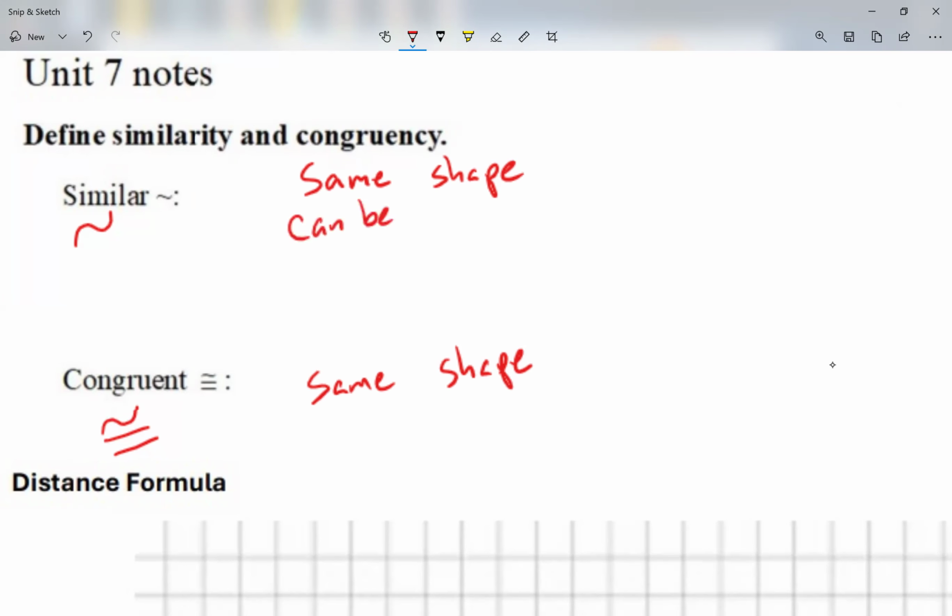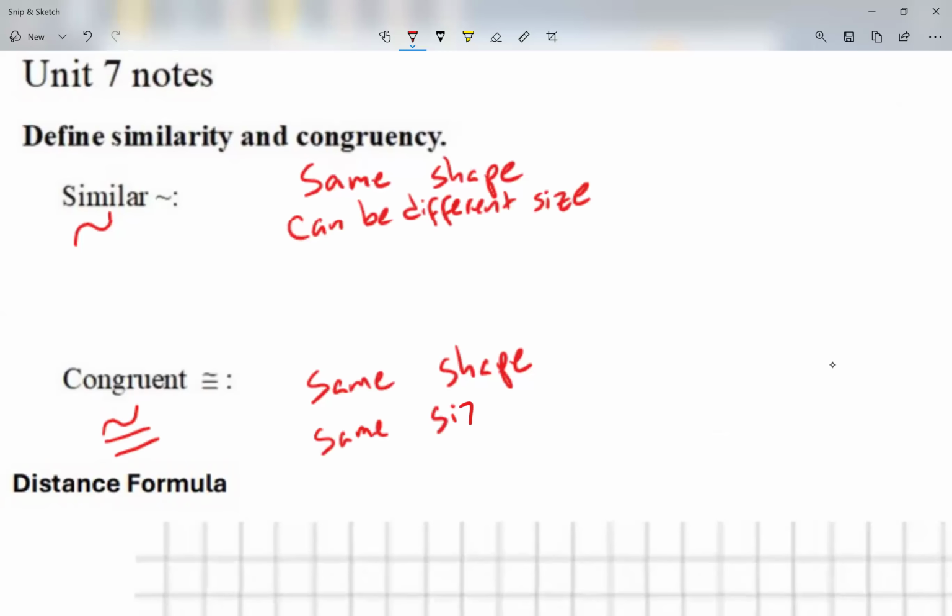Now, similar can be different size. Congruent was the same size. Okay, what does that mean?